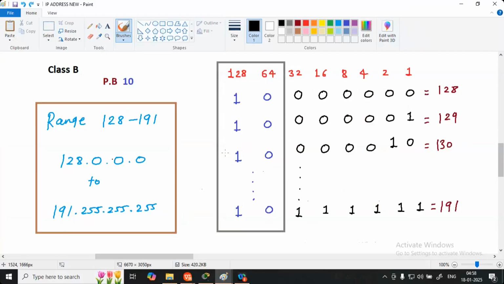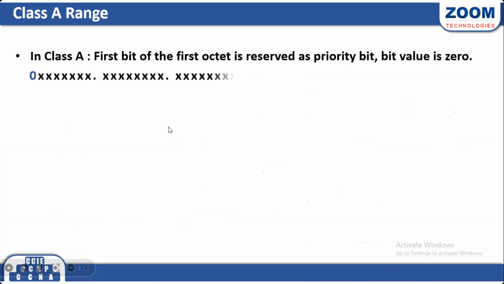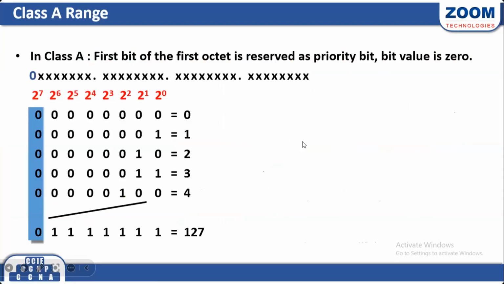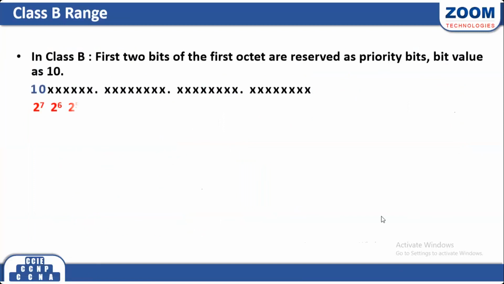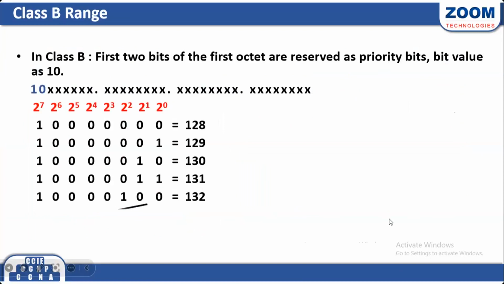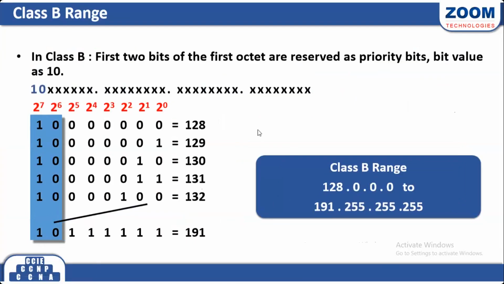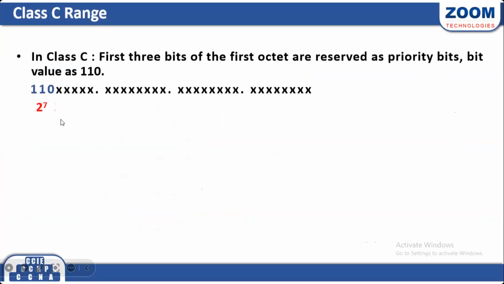So we have the class A range 0 to 127. Then for class B, 128 to 191. Then the next one is class C. The class C range is 192 to 223, because there are 3 priority bits, 110, present in the first octet.